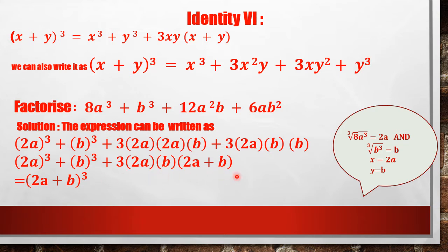And here we arrived at the factor form. This is the expanded form for the identity (x plus y) whole cube. So in the place of x and y, what have we replaced? We should replace 2a and b. So write (2a plus b) whole cube. This is the factor form. It is in bracket. Hence it is the factor form, and this is the expanded form.